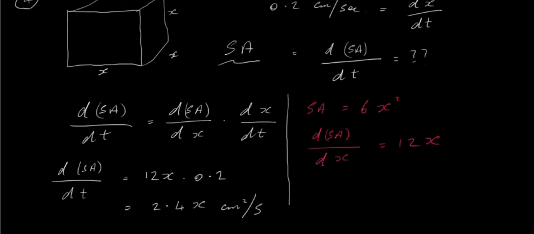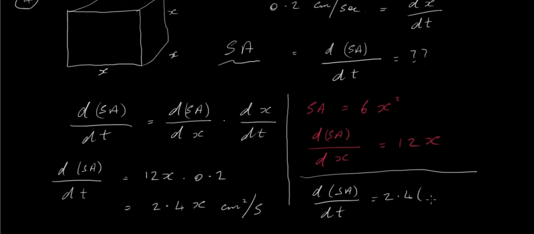So if, for example, we want to work out how fast it's changing after 5 seconds, no, sorry, I'm not talking about time anymore. Let's say when x is 5 centimeters. We're not talking time anymore, we're talking about distance x here. So if we put 5 in here, dSA/dt is equal to 2.4 times 5. So that will give you 12 centimeters squared per second. That's how fast the surface area is changing when x is 5 centimeters.